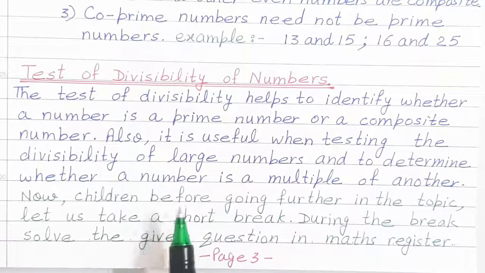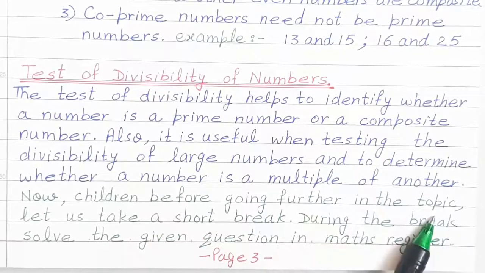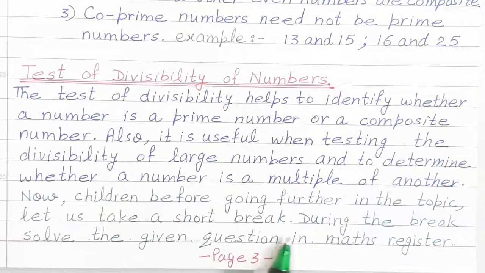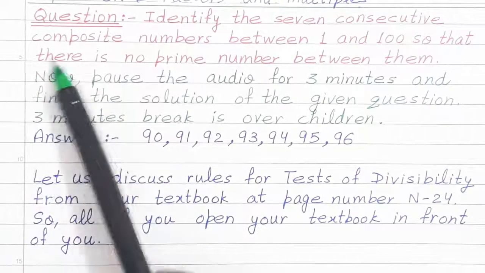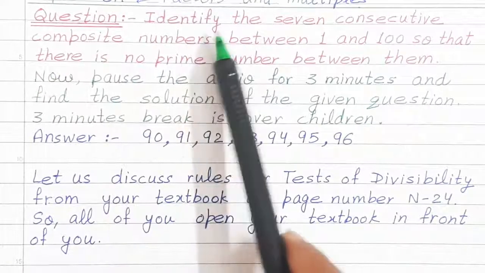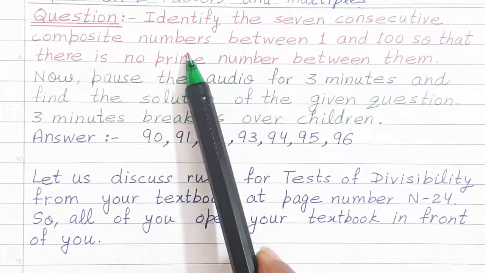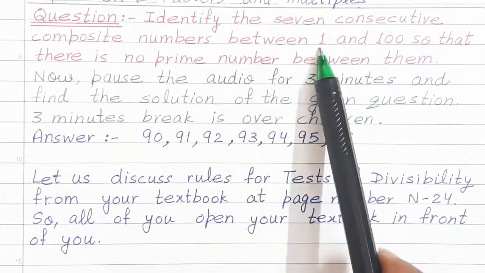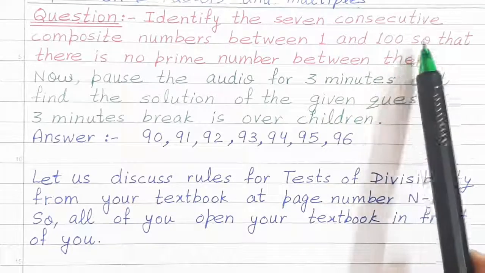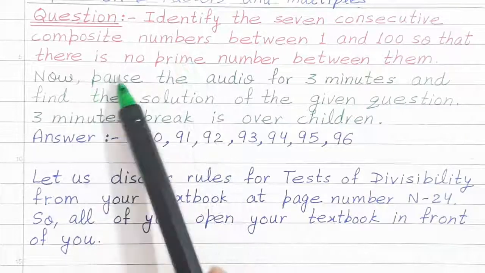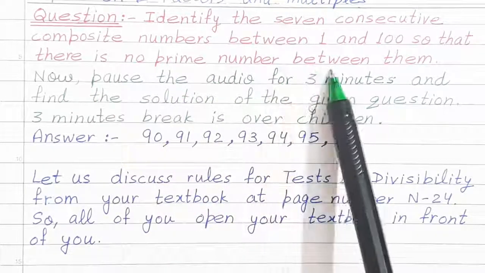Now children, before going further in the topic, let us take a short break. During the break, solve the given question in your maths register. So the question is, identify the 7 consecutive composite numbers between 1 and 100 so that there is no prime number between them.